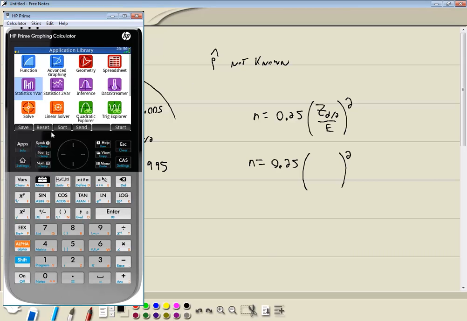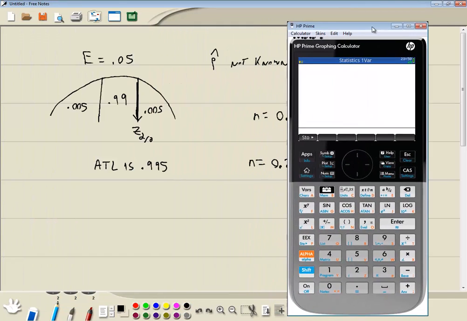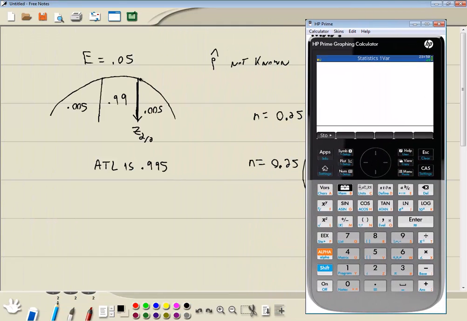Now I'm at my application library. If you're not there, you can press your apps to get back there. But we want to push the home. Now I'm going to have some previous results here, so I'm going to do an up arrow and clean all that out. There we go. Okay. Now we want to get our z-score, and it's based upon the area to the left, which is 0.995. So we're going to push our toolbox. Now you want the math option selected. If you got one of these other options selected, click the math.